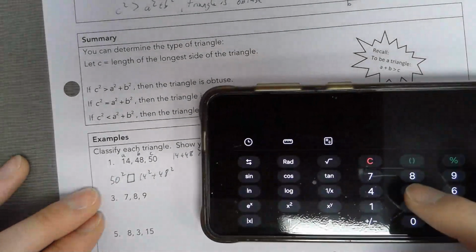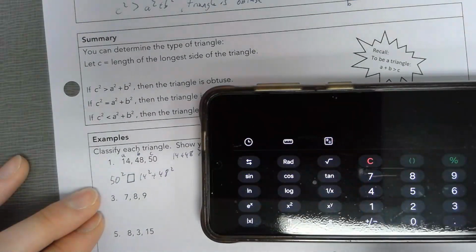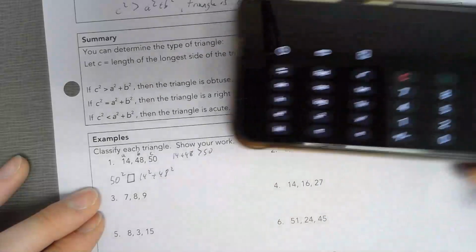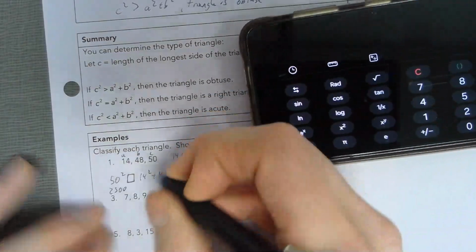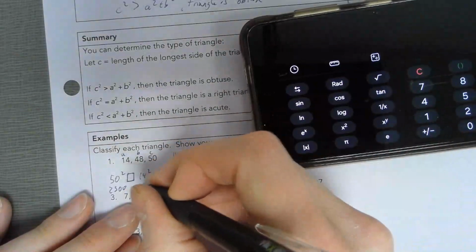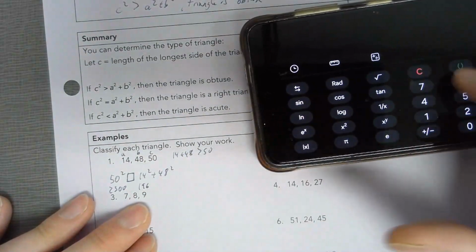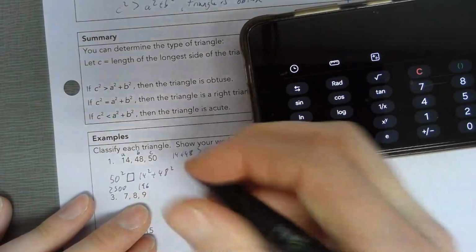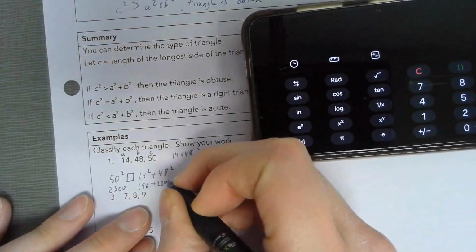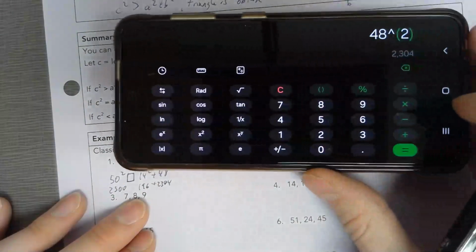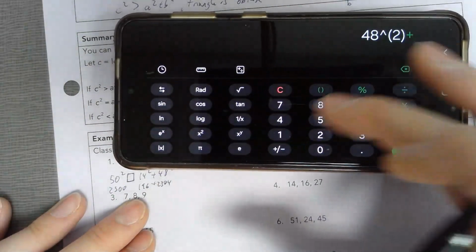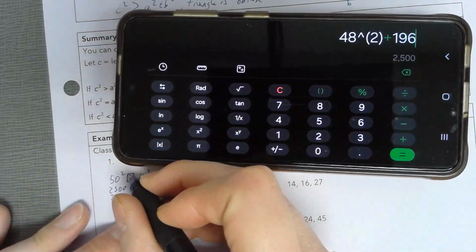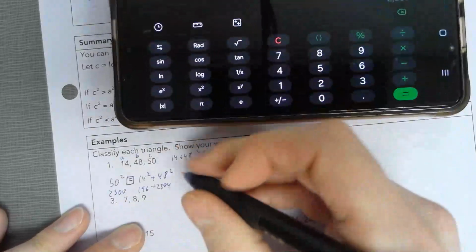So 50 squared is 2,500. 14 squared is 196. And 48 squared is 2304. So when I add 2304 plus 196, I get exactly 2500. So these were equal. This is a right triangle.